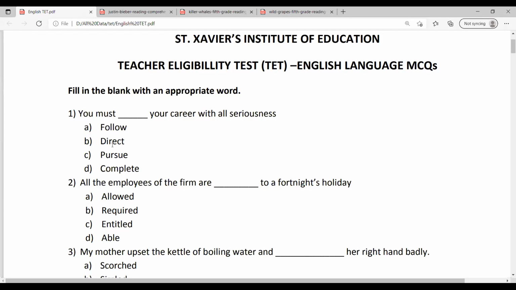You must dash your career with all seriousness. Follow, direct, pursue, or complete. Pursue. Perfect, very good, wonderful. Yes, pursue.